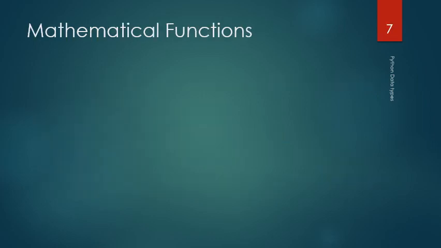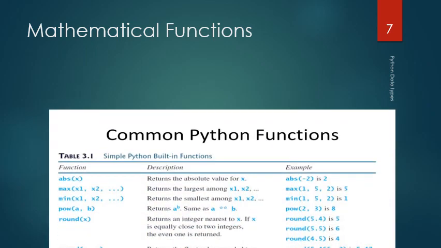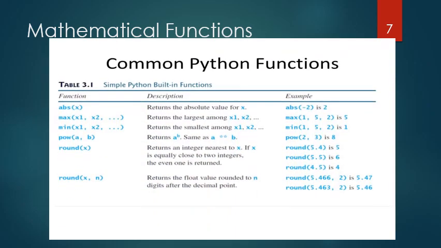And mathematical functions supported in Python. I have shown only very few examples here. There are many more. abs(x) returns the absolute value of x. For example, the absolute value of -2 is 2. max(x1, x2, etc.) returns the largest number among x1, x2, etc. max(1, 5, 2) is 5. The min function returns the smallest among n numbers. min(1, 5, 2) is 1.